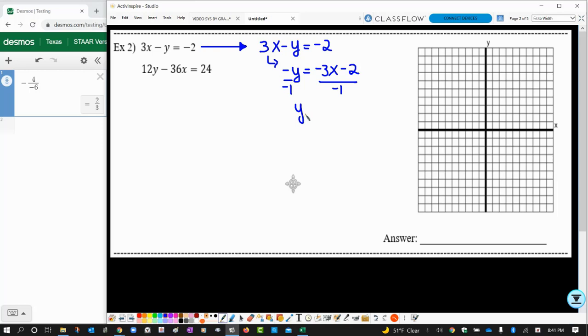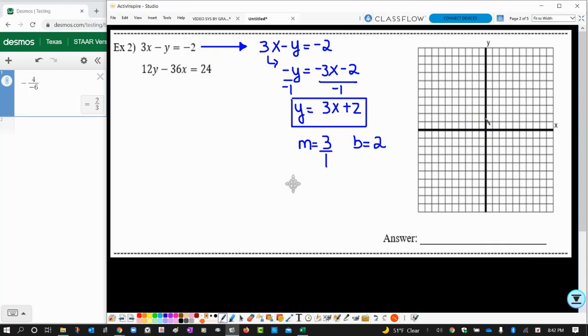And when we do that, y equals 3x, and negative 2 divided by negative 1 is positive 2. So there we go, we have the y alone, and we identified the slope to be 3, and the b is 2. Now we always want the slope to be a fraction, so we're going to put a 1 underneath, and now we can make the graph.